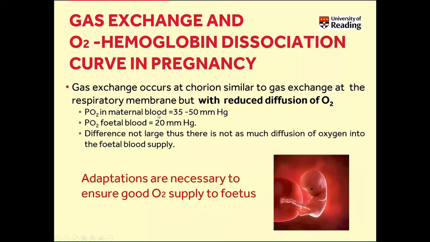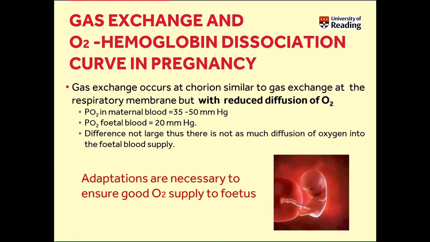The gas exchange occurs at the chorion, similarly to gas exchange at the respiratory membrane in our lungs. However, there is a reduced diffusion of oxygen. Why? Because the partial pressure in maternal blood is roughly between 35 to 50 millimeters of mercury, and the partial pressure of oxygen in fetal blood is around 20 millimeters of mercury. So you understand that the difference is not as large as it is in our lungs.